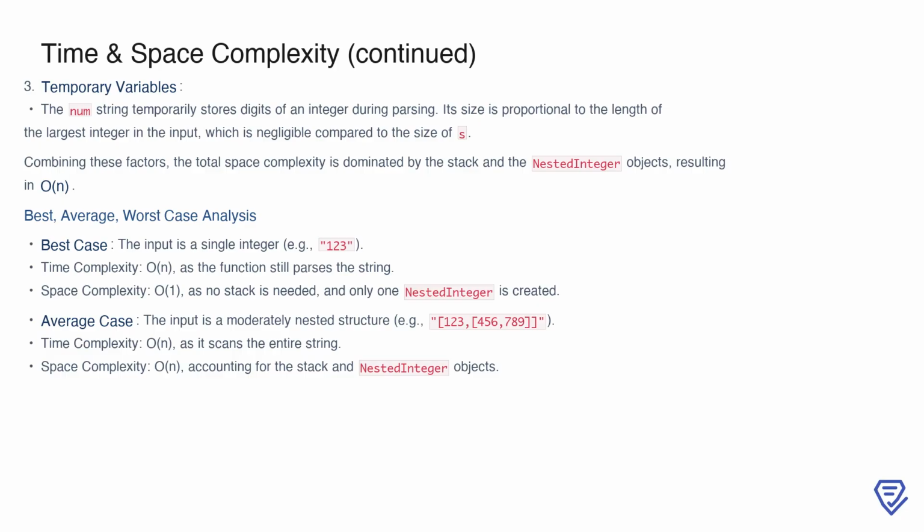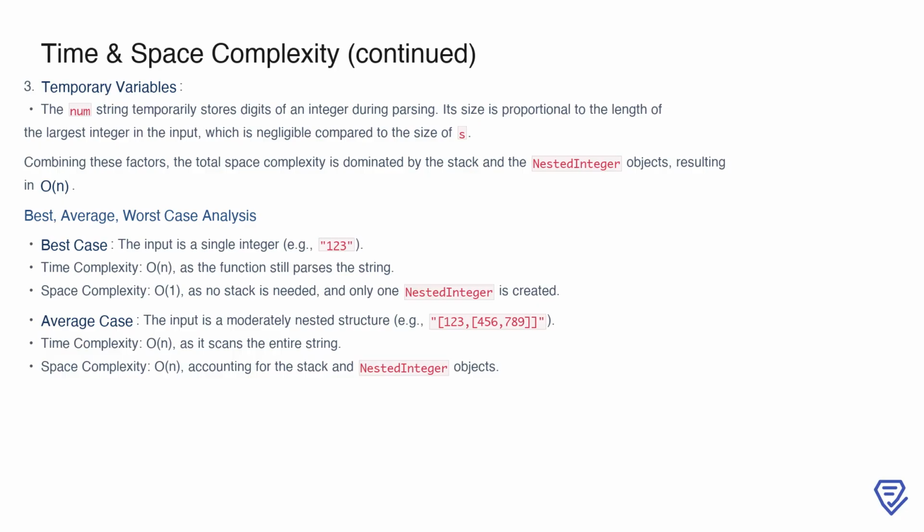To analyze the best, average, and worst cases, consider the following scenarios. In the best case, where the input is a single integer, such as 123, the time complexity remains O(n), because the string is still fully parsed. However, the space complexity is O(1), since no stack is needed, and only one nested integer object is created.